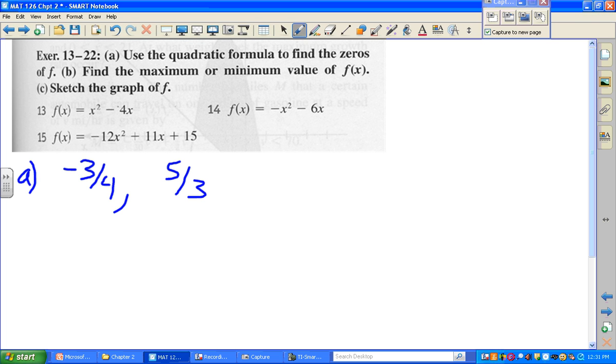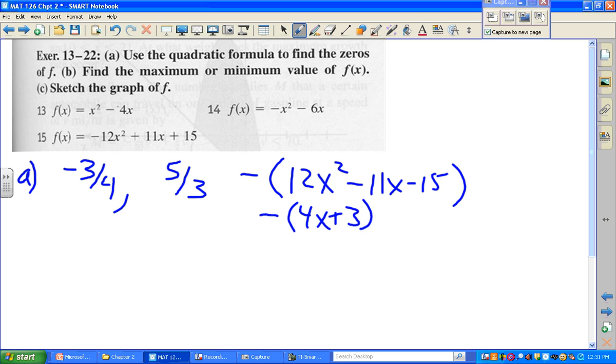Now remember we talked about factoring this. If you're going to factor this equation, first of all I would take the negative out. You have 12x squared minus 11x minus 15. And then you would factor it from there, if you wanted to: 4x plus 3 and 3x minus 5. That should factor based off the roots. All right.